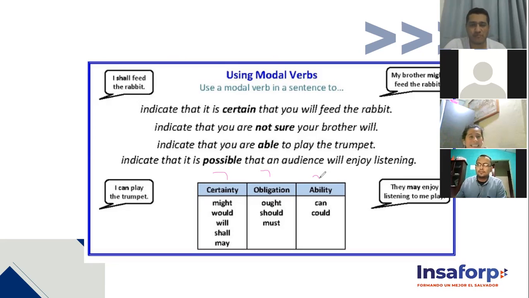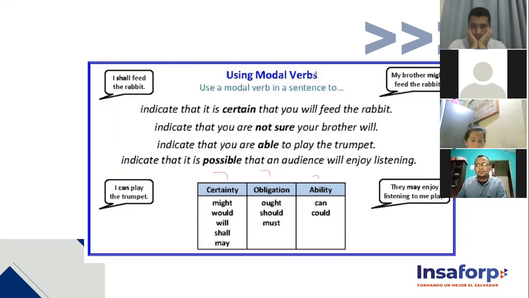Okay, so that's the way we have to picture these modal verbs, the level, the degree each one has, and where we can use them. Obligation, we have this one. Certainty, we have this one. Ability, we have this one, okay? Is there any other example you want to share?